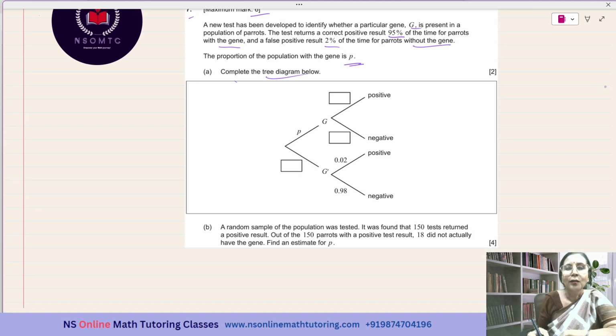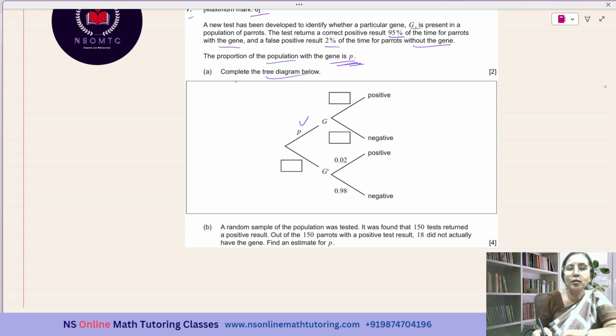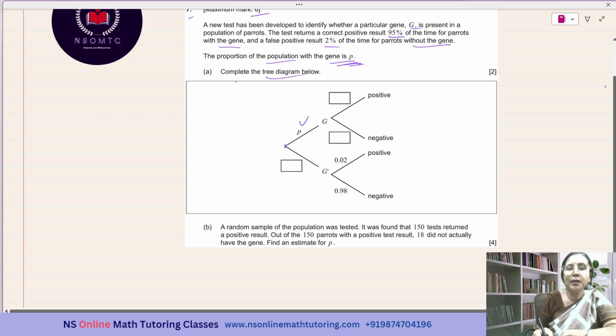First of all, this is P, the proportion of the population with the gene. So the other branch has to be 1 minus P, because the sum total of the probabilities of the different branches originating from the same source will be equal to 1. So, this should be equal to 1 minus P.